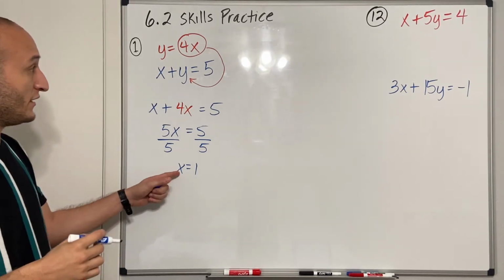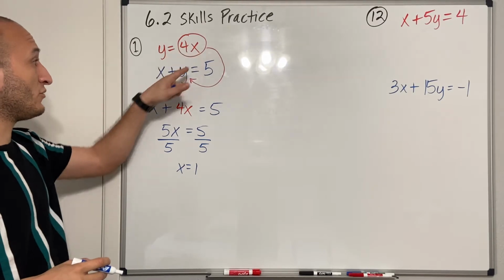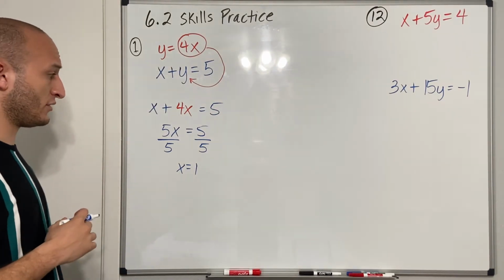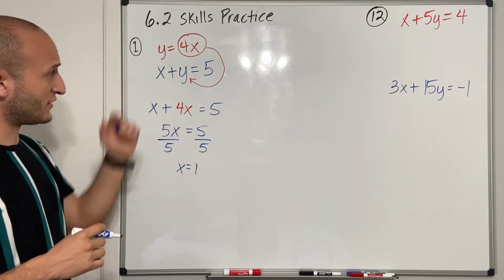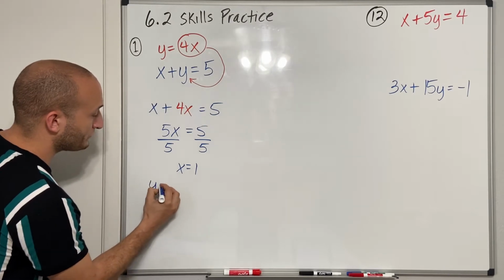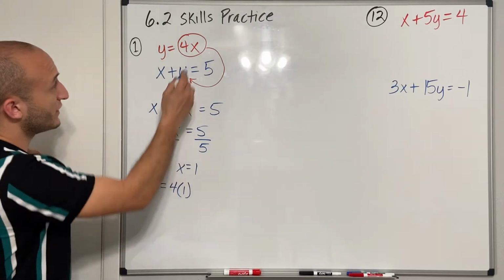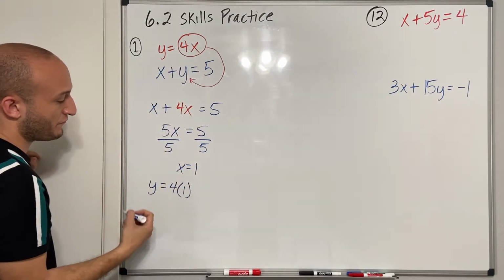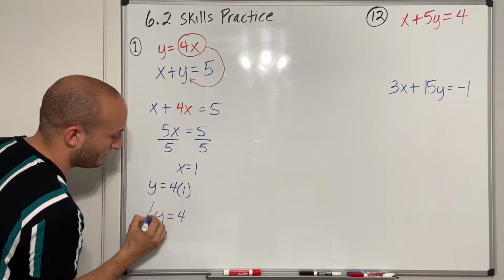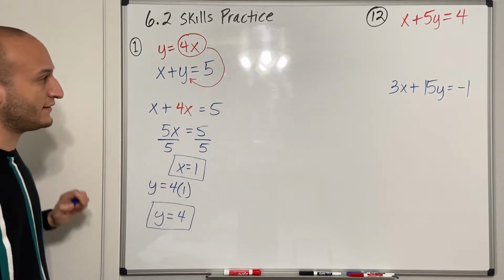Now, I'm not done there yet. I have to plug this x in here or there and then solve for y. Doesn't matter which one you plug it in for. It just seems easier for the top one, so I'm gonna do that. And it ends up being y equals 4 times 1 because the x is 1 now, and y equals 4. And that's it for that.